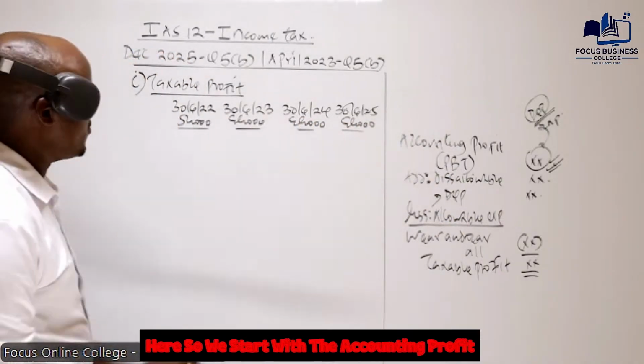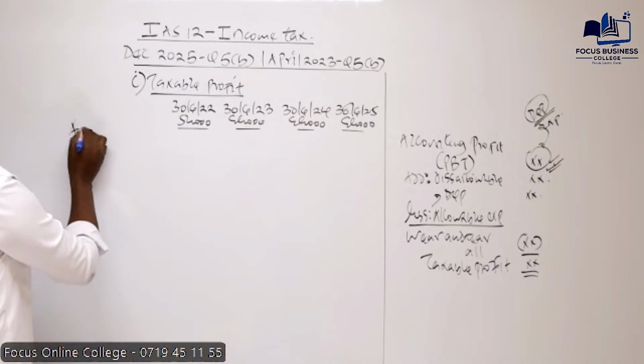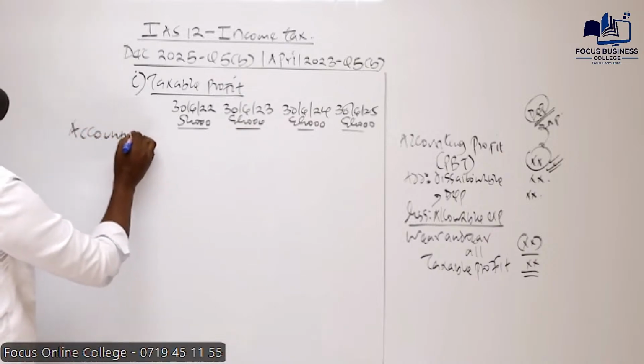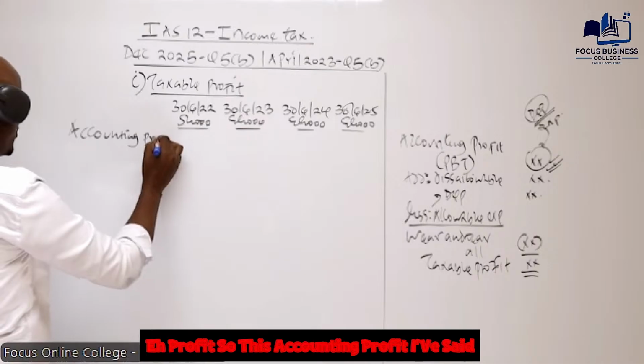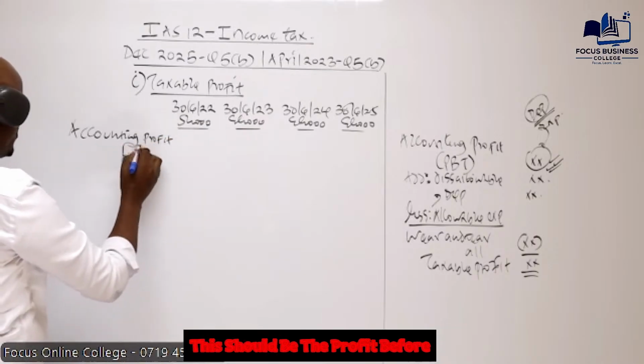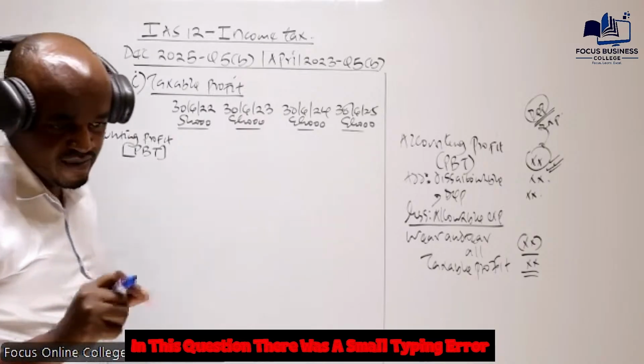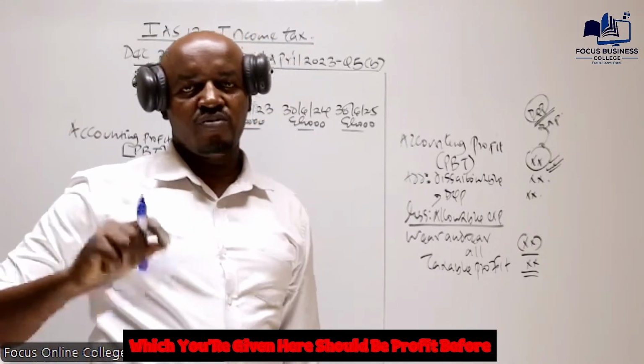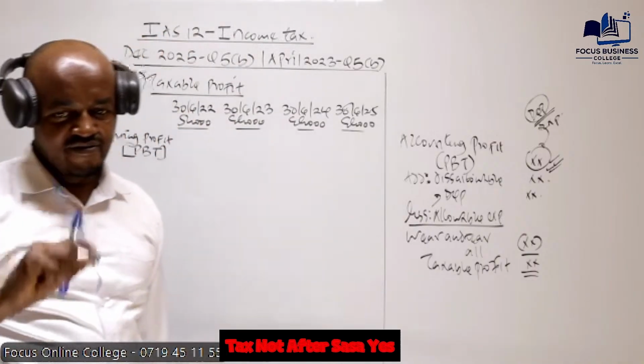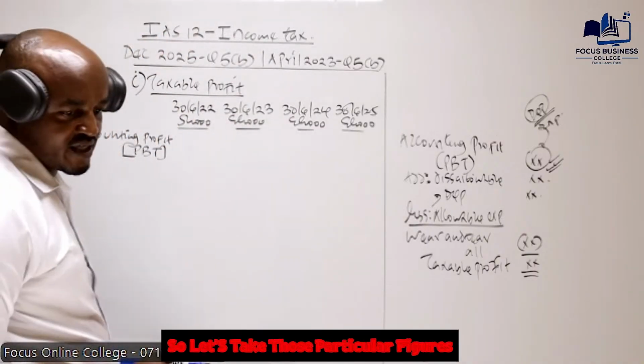So we start with the accounting profit. This accounting profit, I've said, should be the profit before tax. That's why I've said in this question, there was a small typing error. The profit which you're given here should be profit before tax, not after. So let's take those particular figures.